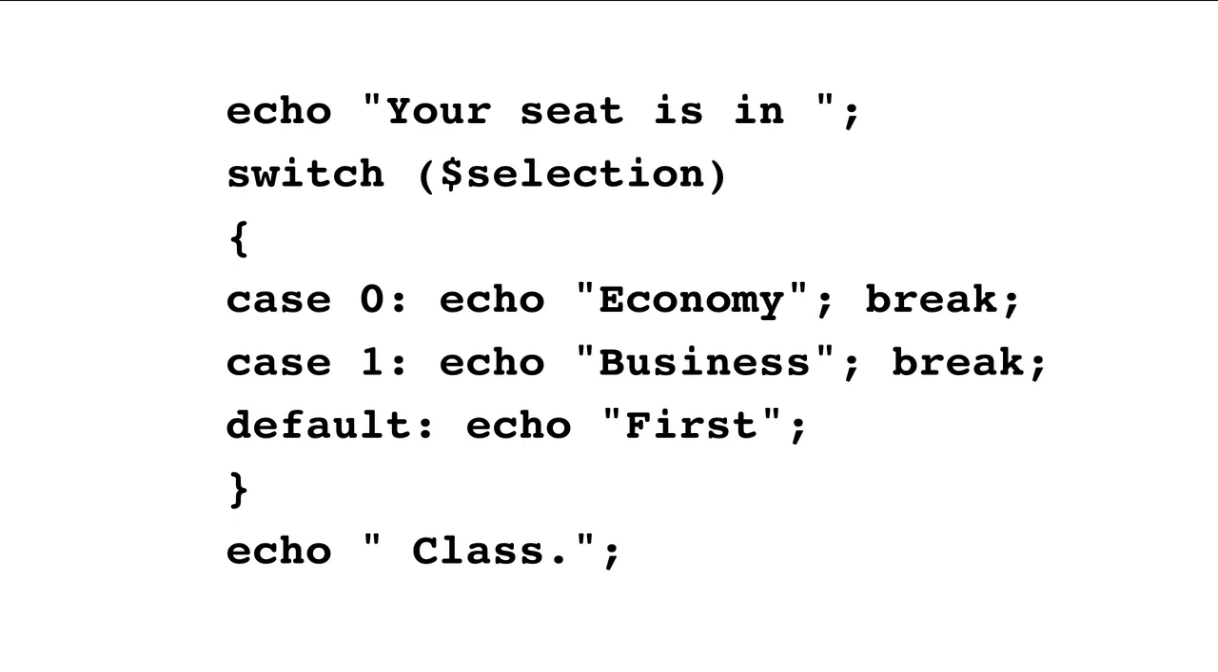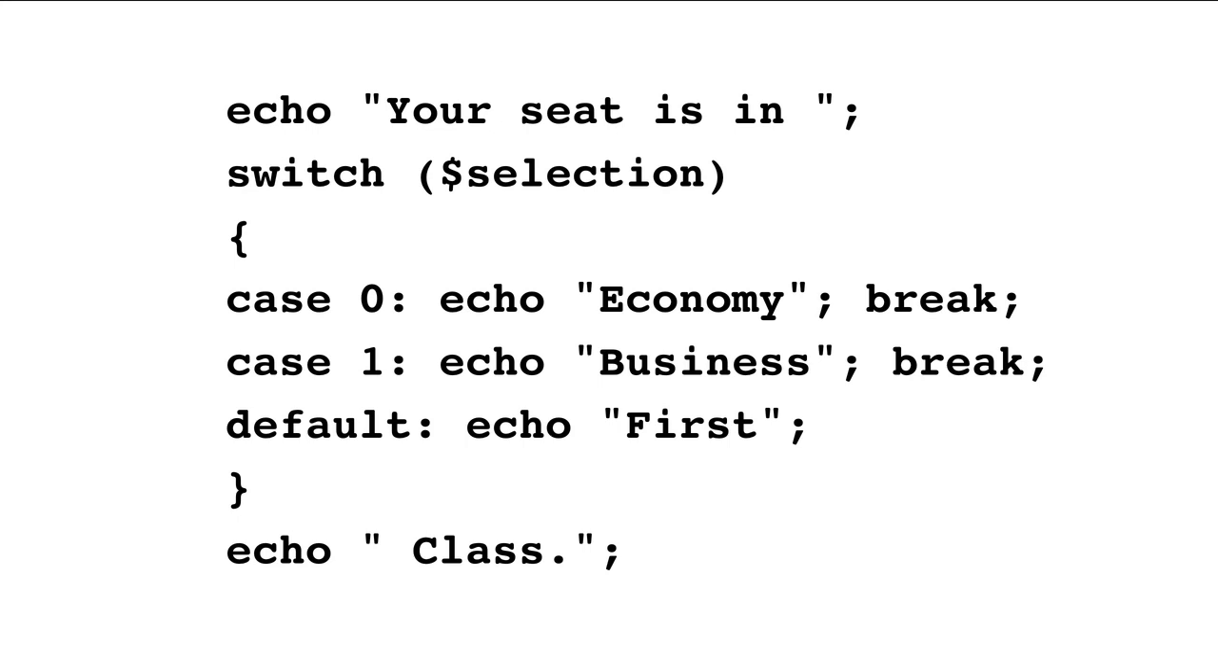So we say case 0. If selection turns out to be 0, then we're going to say echo economy and then break to come out of that. Case 1. If selection equals 1, then we're going to echo business. So we'll come out of that.